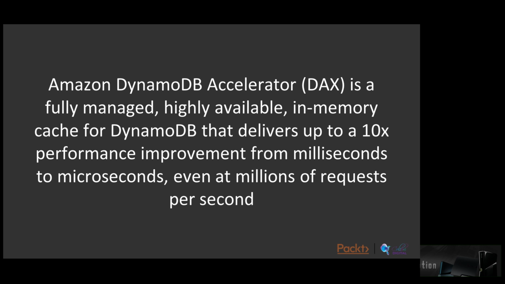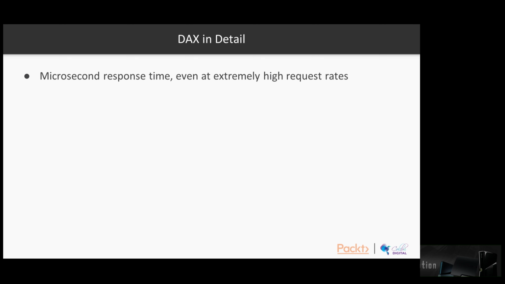DAX is a fully managed, highly available in-memory cache for DynamoDB that delivers up to 10 times performance improvement, from milliseconds to microseconds, even at millions of requests per second. And yes, I said that correctly, millions of requests per second. So DAX promises microsecond response time, even at extremely high request rates. So it's essentially a Redis cluster cache sitting in front of DynamoDB. It can scale out to millions of requests per second and beyond if needed.